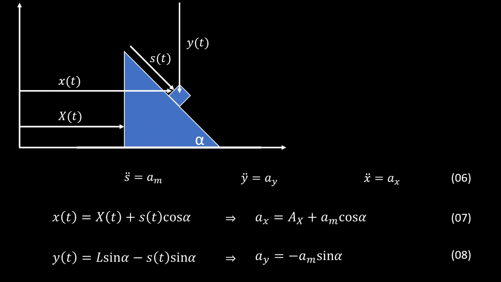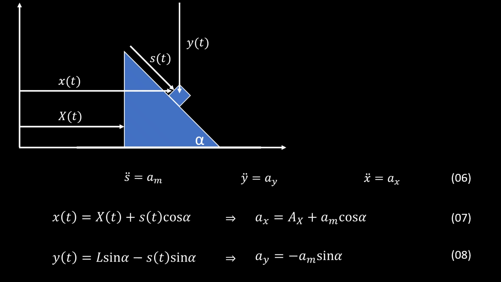Let us now go through the relations one by one, spelling out each equation clearly. From the figure, we can find the accelerations shown in equation 6. Deriving twice with respect to time the positions s of t, y of t, and x of t results in the accelerations a sub m, a sub y, a sub x. These are respectively the acceleration of the block with respect to the wedge, the vertical acceleration, and the horizontal acceleration of the block with respect to the observer O sub 1.